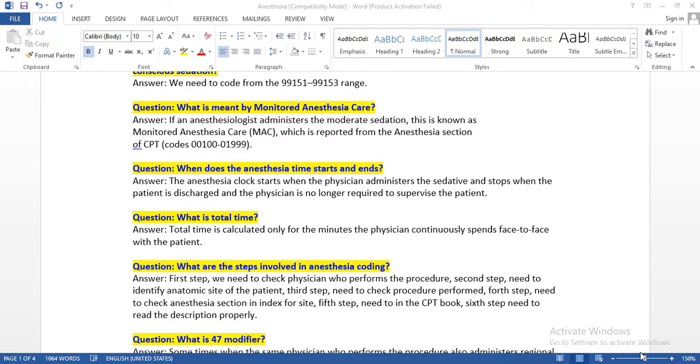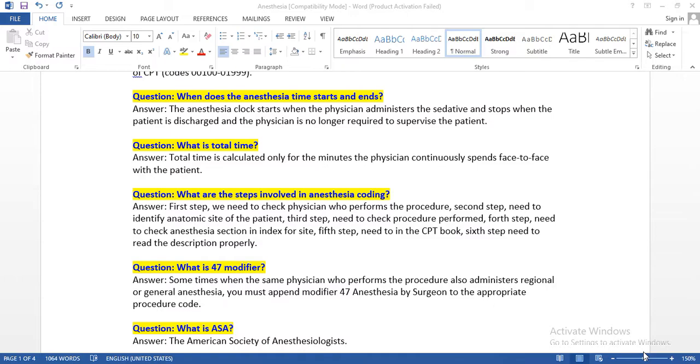Next, most important question: when does the anesthesia time start and end? Answer: the anesthesia clock starts when the physician administers the sedative and stops when the patient is discharged and the physician is no longer required to supervise the patient.